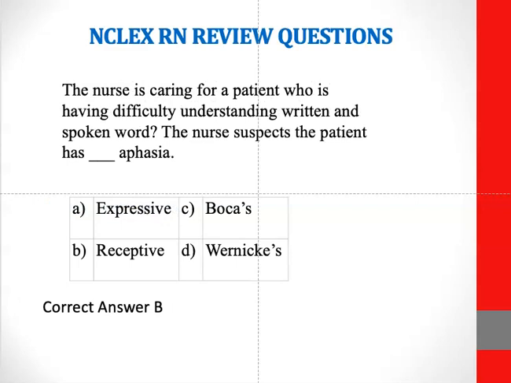The nurse is caring for a patient who is having difficulty understanding written and spoken words. The nurse suspects the patient has A, expressive; B, receptive; C, Broca's; D, Wernicke's. So the patient is having receptive aphasia. B is the correct answer for this question.